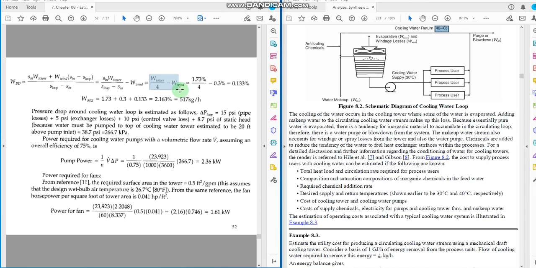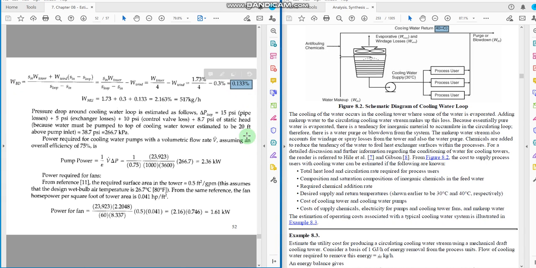So the final equation that you would get here is the water going out of the system from the tower in terms of evaporation, divided by 4, minus the water losses into the wind. Okay, so we have calculated this value for the losses of water from evaporation. It is 1.73%, and the water losses from the system from the wind here are 0.3%. So the overall water into the blow down comes out to be 0.133%.